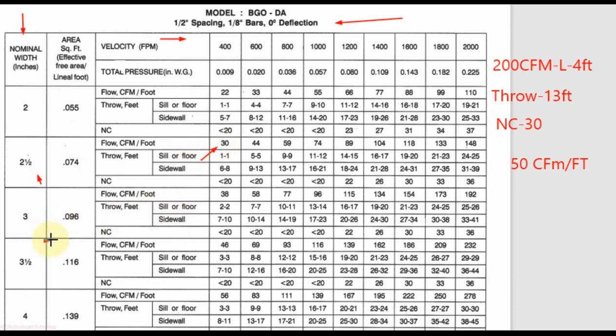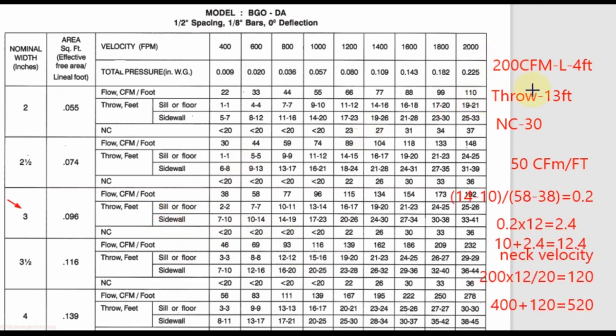Then we will go for 3 inch neck size. Here the CFM per feet value is 38 at 400 fpm velocity and 58 at 600 fpm velocity. And the sidewall throw is 7 to 8 and 10 to 14. So we will check now by interpolation if we can select this grill. After calculation for 50 CFM per feet, we get the throw value 12.4, we need 13, and the neck velocity for the grill is 520 fpm.